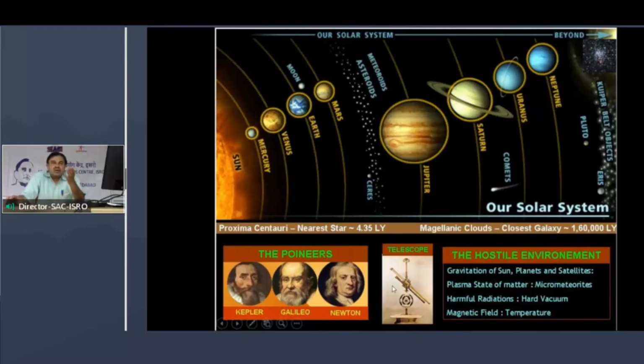I will not go into that. You people know it much better. All these laws, Kepler's laws of motion, or when initially Galileo invented these space-related activities, Newton when he said that there is gravitational force. So all these things apply when we study satellite communication and navigation.